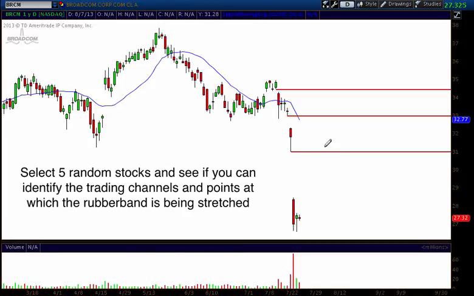stocks that have been in trading channels like we described here in Broadcom, and then measure with your eye the distance that the stock price travels away from the moving average, and look at how often it'll snap back to that moving average. You'll see that 80% of the time it'll snap back and give you an opportunity to trade that stock.